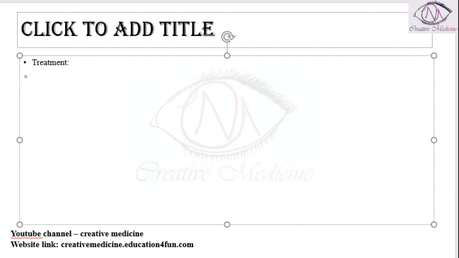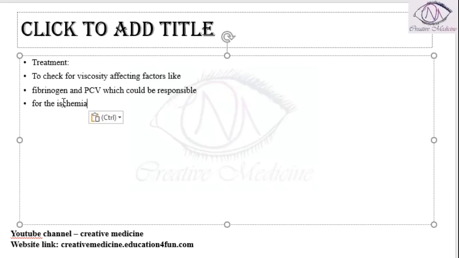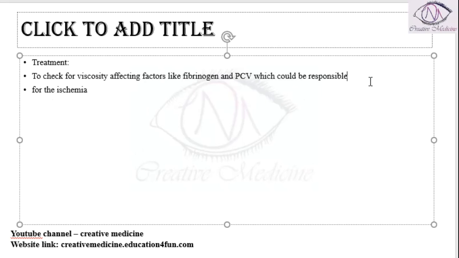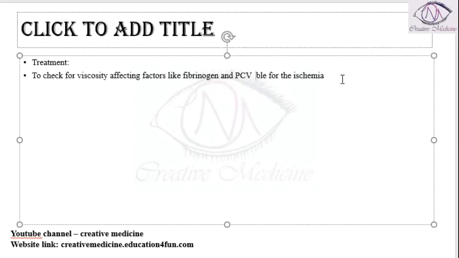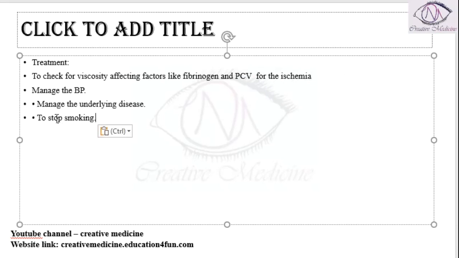First, we will have to check the factors of viscosity which are responsible for ischemia. So we have to check factors like fibrinogen and packed cell volume for identifying the cause of the ischemia. We have to check this. Then we should manage the blood pressure, manage the underlying disease, and stop smoking.